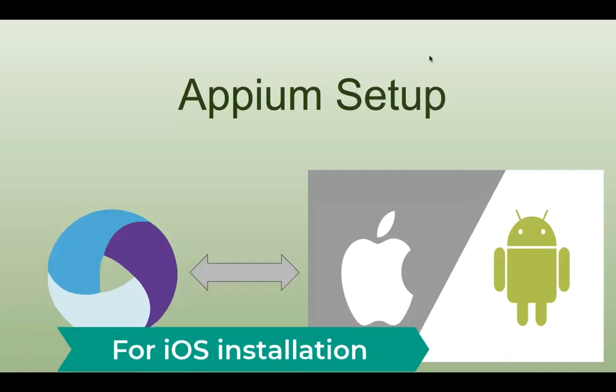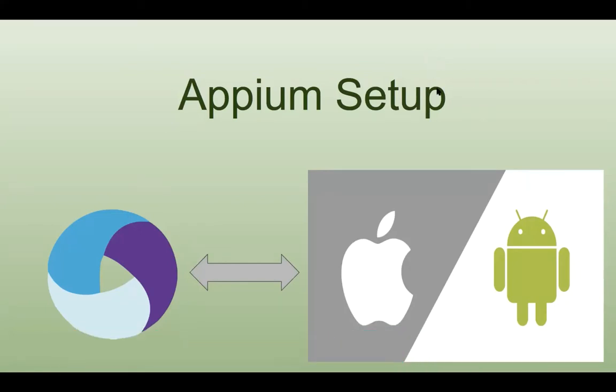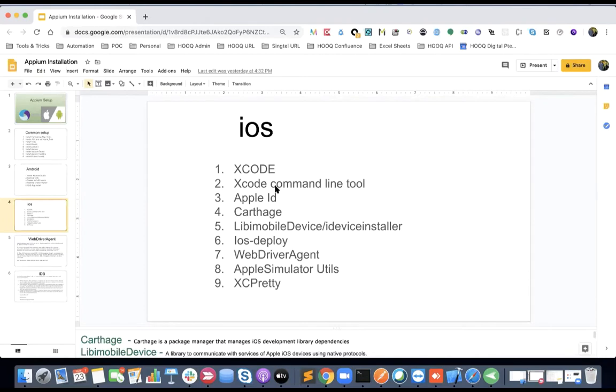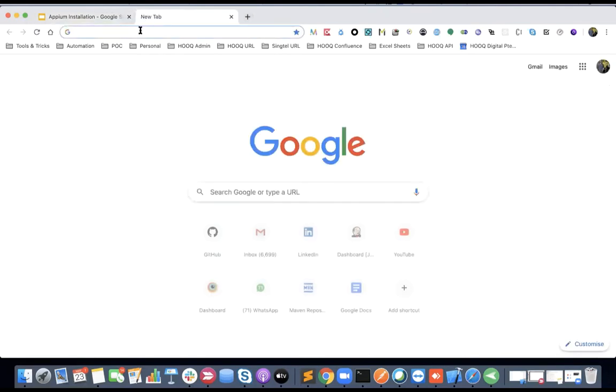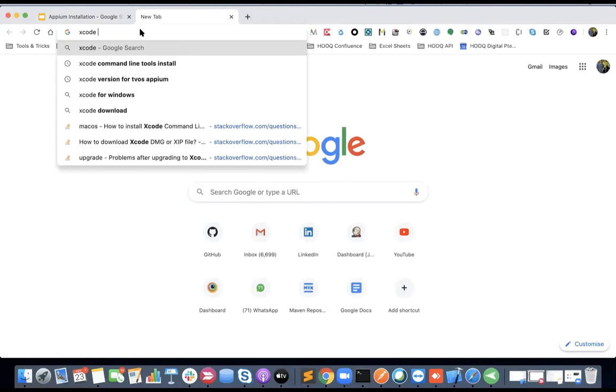So in this video, you're gonna see how we can install Appium and set up everything for Mac machine. And let's get started. For iOS installation, you need to have Xcode. All right. So you can install Xcode multiple ways. So the first one, just maybe type Xcode install.